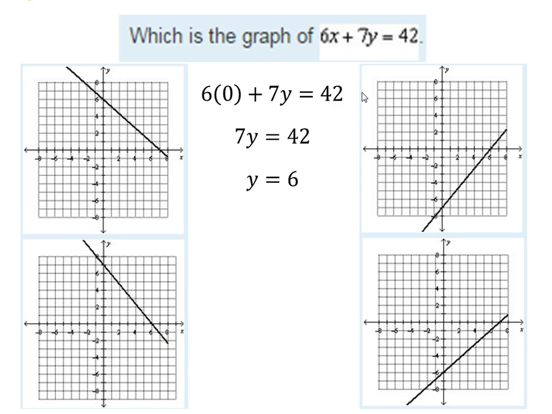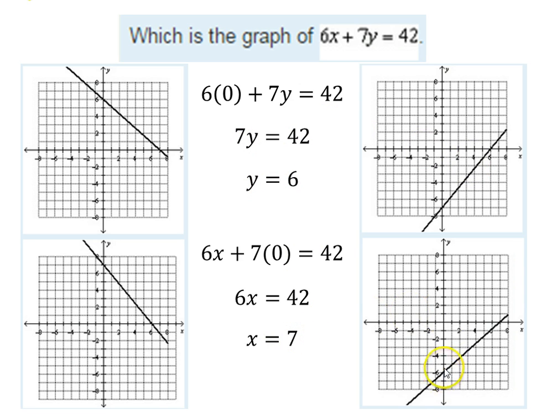Then I'm going to find the x-intercept by plugging in 0 for y. So we have 6x plus 7 times 0 equals 42. 7 times 0 is 0, and we have 6x equals 42. And if 6x equals 42, then x equals 7. So the x-intercept of this equation is 7. And again, the y-intercept is 6. Of these graphs, which of these have a y-intercept of 6 and an x-intercept of 7?